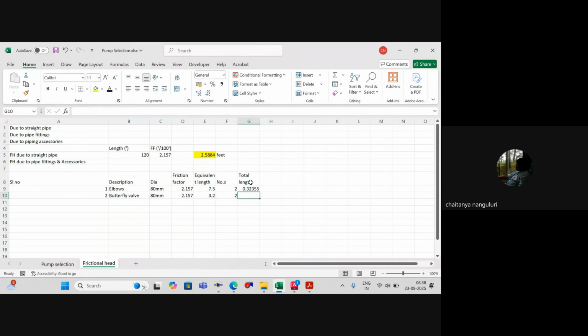What is the equivalent length over here for the gate valve? It's 3.2 feet. So this is 3.2 feet, and your total value will be the same formula. I can use Control D, so automatically I got this value.